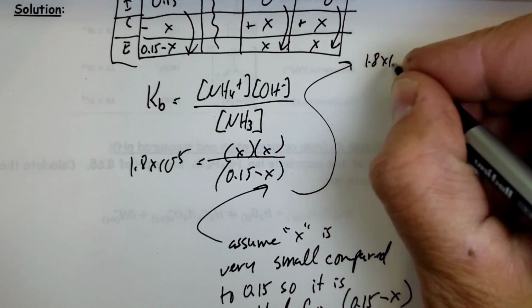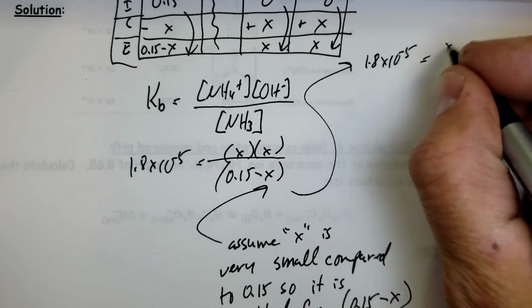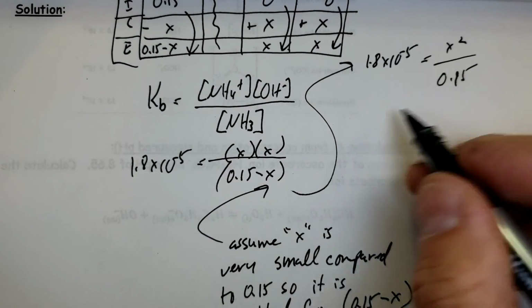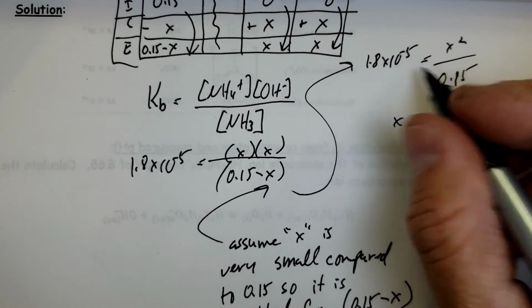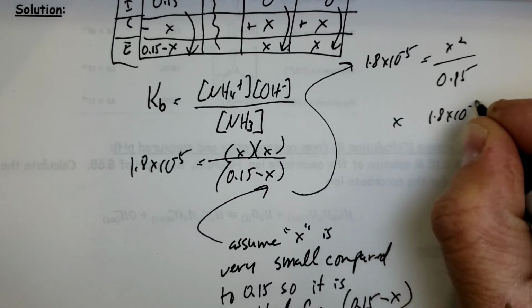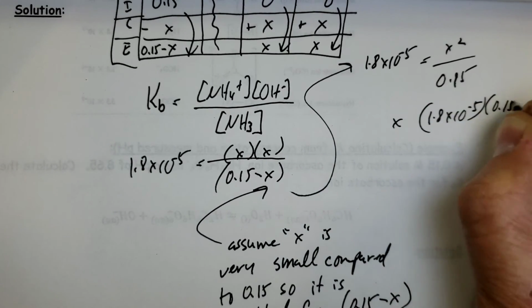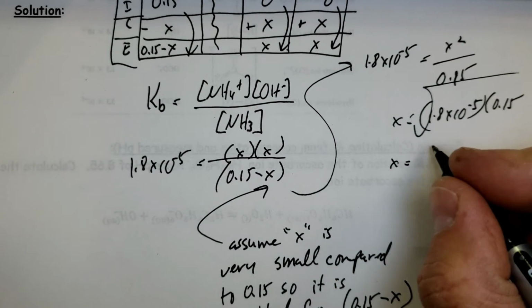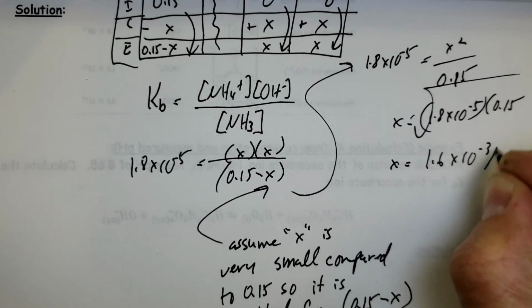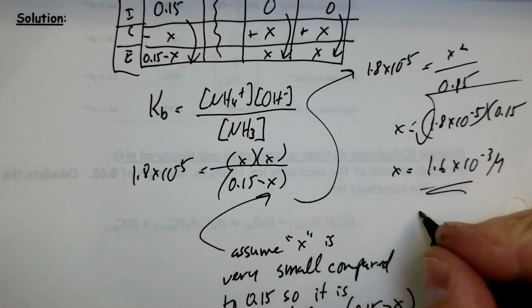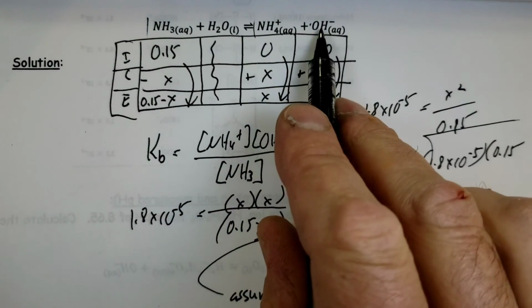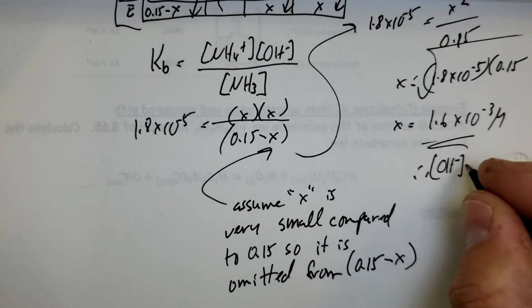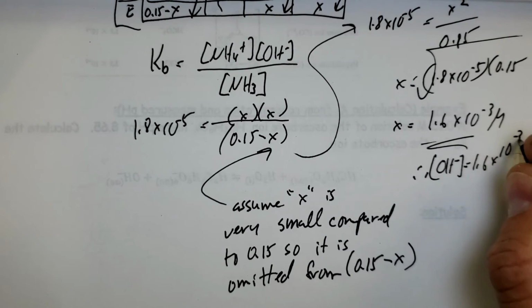So I'm going to just move everything over to here. So 1.8 times 10 to the minus 5. X times X is X squared. If I just get rid of X there, it says 0.15 on the bottom. And again, multiply each side by 0.15, then square root. X is going to be equal to 1.6 times 10 to the minus 3 molar. Okay? Therefore, now what does X represent? Oh, it represents hydroxide at equilibrium. Therefore, OH minus is equal to 1.6 times 10 to the minus 3.